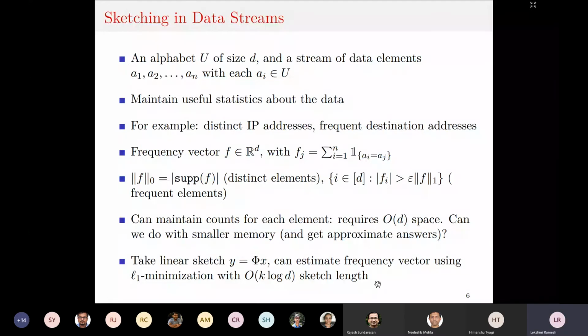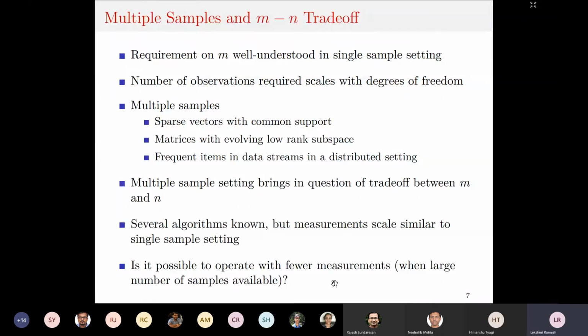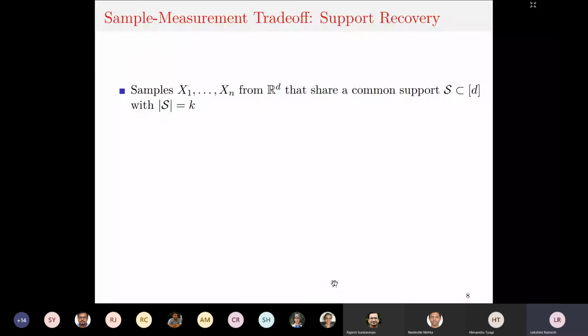Okay, so basically what we are trying to understand is this question of trade-off between the number of samples and the number of measurements per sample that you need to take. So I'll come back to the first problem that we saw, which is that of recovering the support from multiple samples. Just recall that we have d-dimensional samples, we have n such samples, and they have a support S of size k, and we observe these noisy linear projections for the samples.